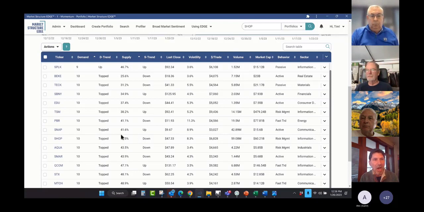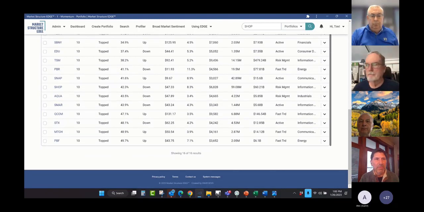Yesterday it was 10 and up. Up just means that it just got there. Like Splunk is at 9 and up. It's still rising. But that to me is very important.